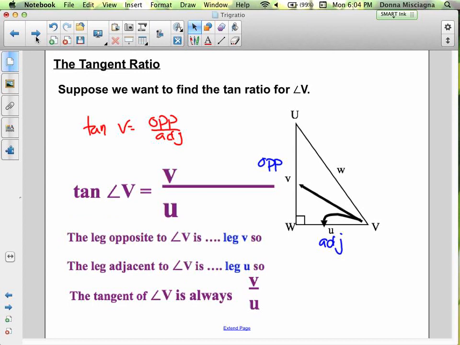Suppose we want to find the tangent ratio for angle V. Now we're using a different angle. So angle V's got a different point of view. So now it's side V. That's the opposite side. And side U is the adjacent side because it makes up part of angle V. So tangent ratio always uses opposite over adjacent. The leg opposite to angle V is leg V. The leg adjacent to angle V is leg U. So the tangent of angle V is going to be V over U. Because now V is opposite and U is the adjacent when you're looking from angle V's point of view.